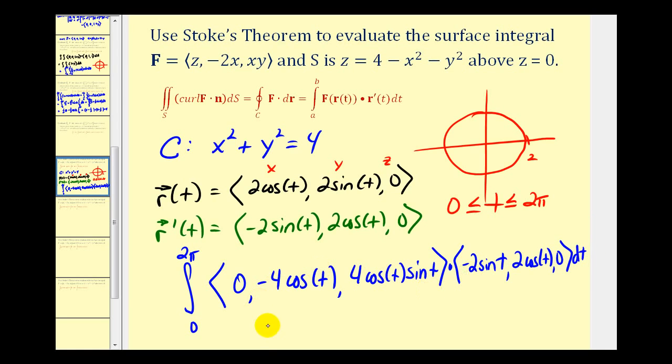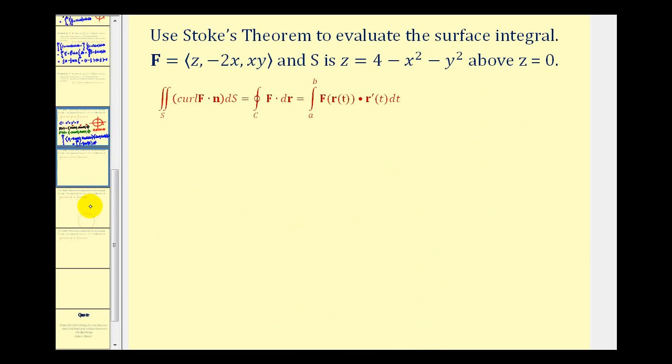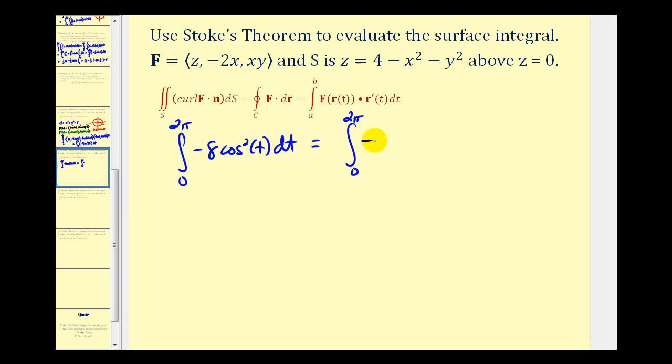Let's determine our dot product. We're going to have 0, then we'll have minus 8 cosine squared t, and then 0. Let's go ahead and evaluate this on the next page. Let's apply a power reducing formula here for cosine squared t. So we'll have negative 8 times the quantity 1 plus cosine 2t divided by 2. So we're going to have negative 4 times 1 plus cosine 2t.